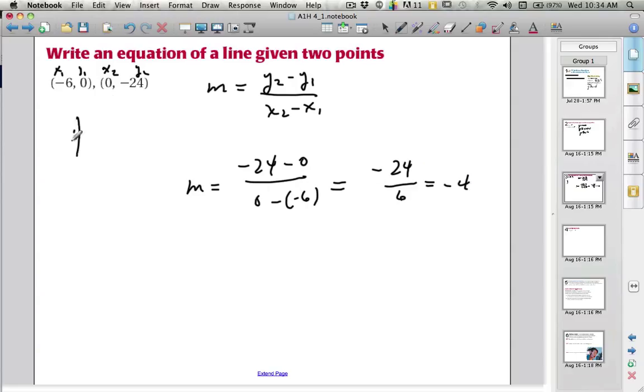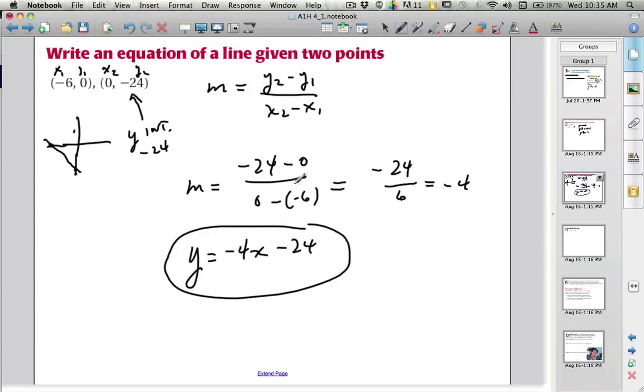Now if you just really quickly think of sketching this, I'll have -6,0 is over here and 0,-24 is over here. 0,-24 is on the y-axis. This is my y-intercept. All right, and now that I know that my y-intercept is -24, my slope is -4, I can write y is equal to -4 times x minus 24, which is the same as plus -24.